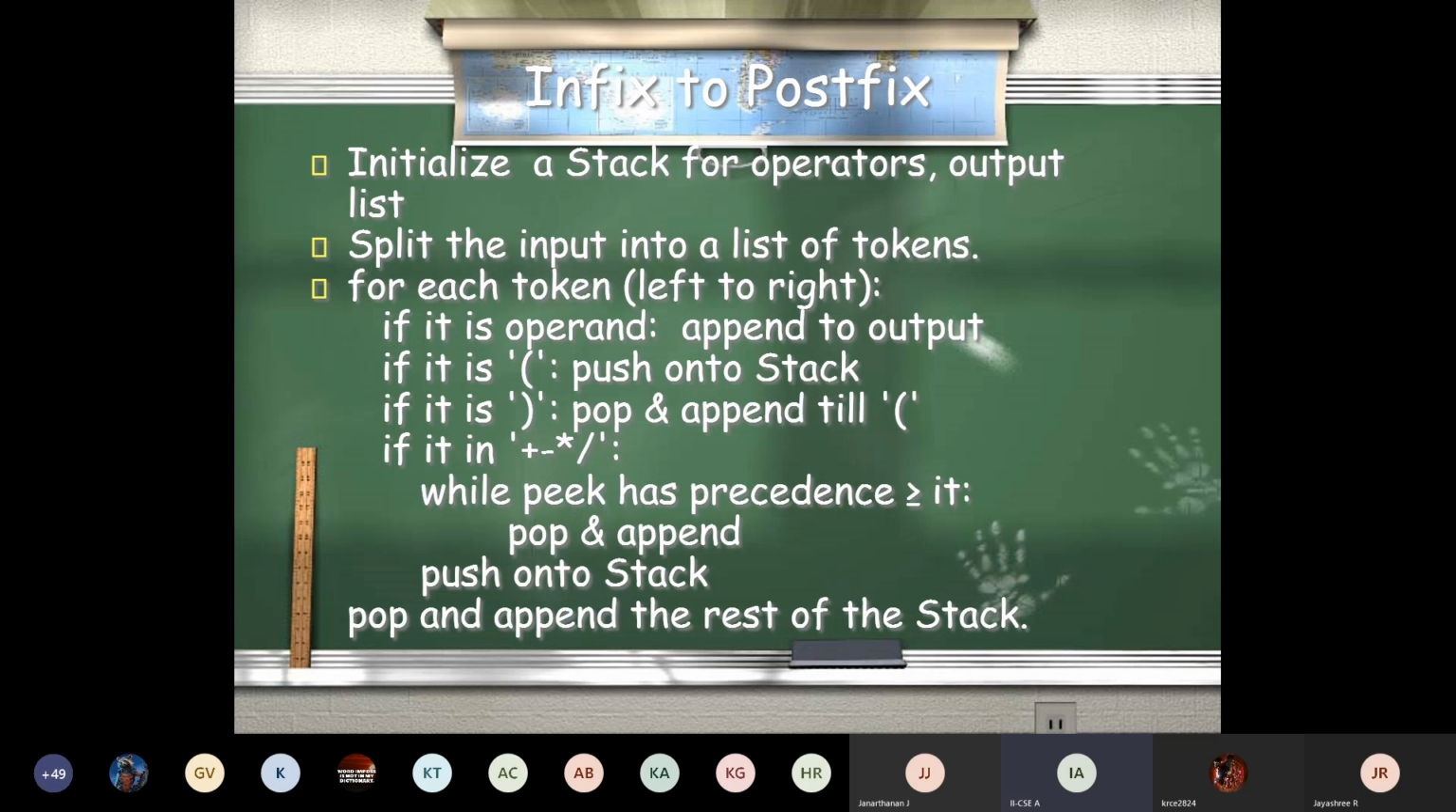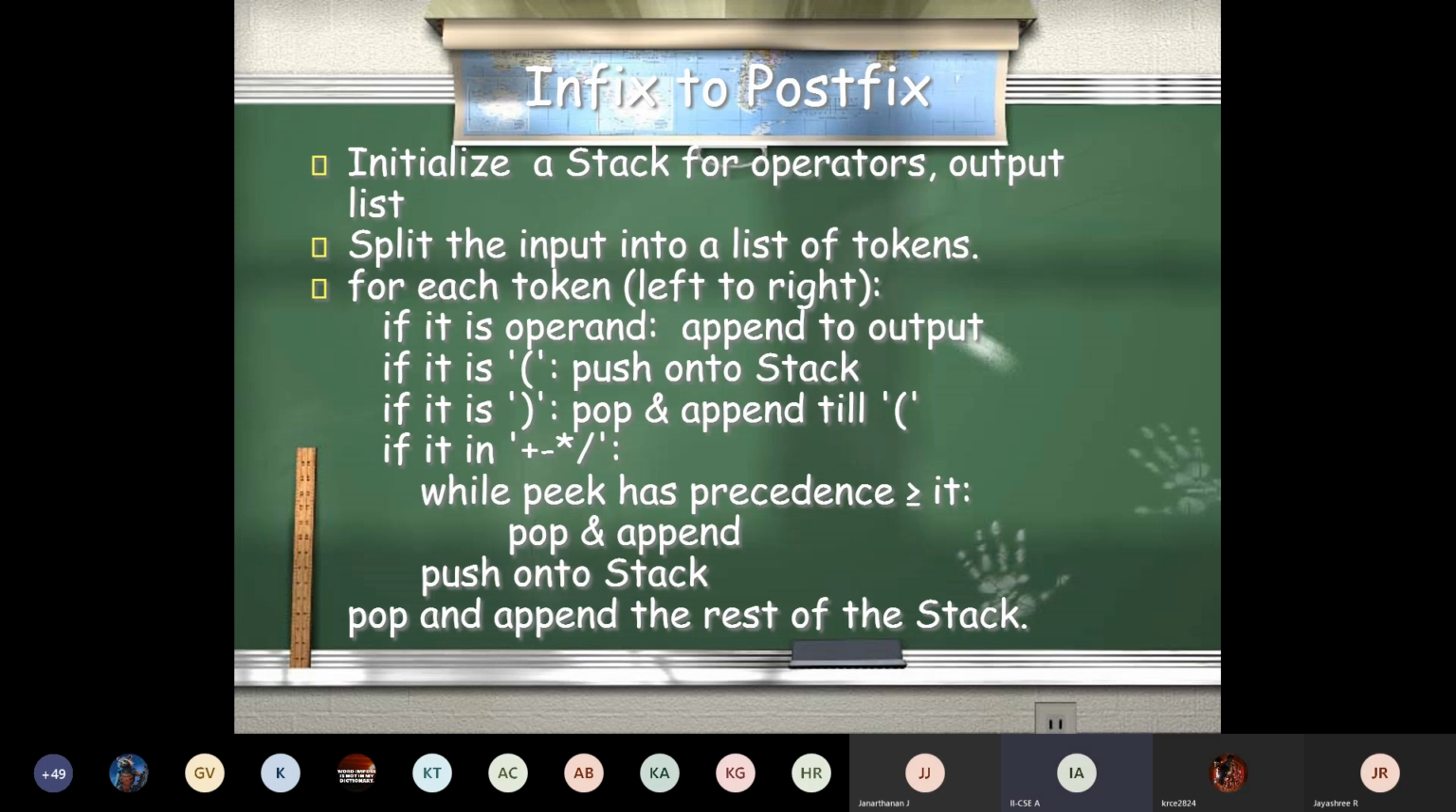While peek has precedence greater than it, we have named a variable like how in your programming languages we define for i in. Here we have defined as it for it in plus star plus minus star division. Peek is like a pointer. Imagine this peek is a pointer which might be some input operator. In your input there is an operator. So if its precedence is greater than your plus star or division.